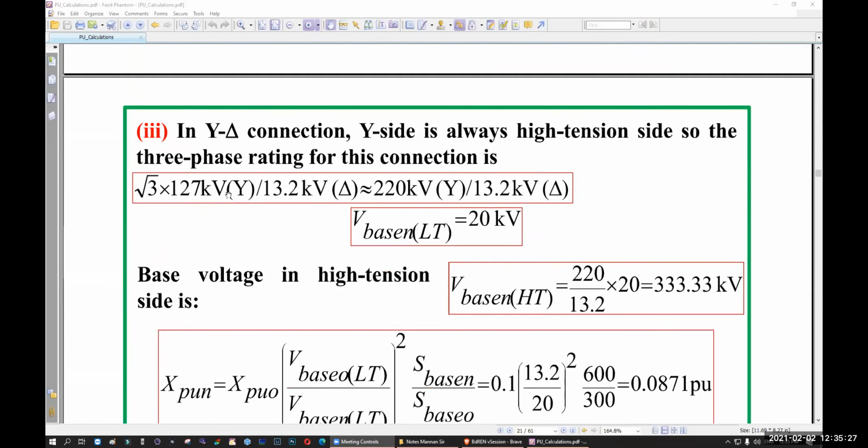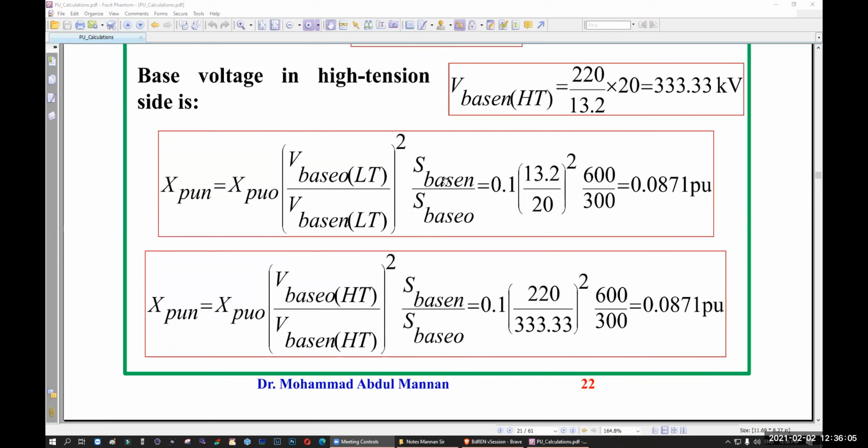So your 127 will be multiplied by root 3 and 13.2 will be the same. So this is 220 and 13.2. So your V base new is 20, right? This is for low tension. So if you give 13.2 at your low voltage, you're going to get 220. But what will happen if you give 20 instead of this one? How much will you get? You will get more than 220, right? So how much is this? 333.33 kV, right? Now again, the same value, same calculation, everything will be the same. Okay? Got it, everyone?